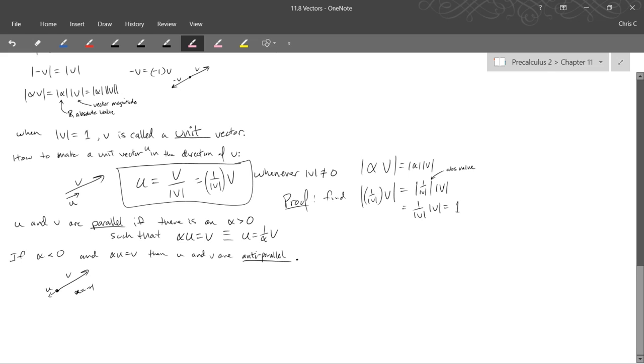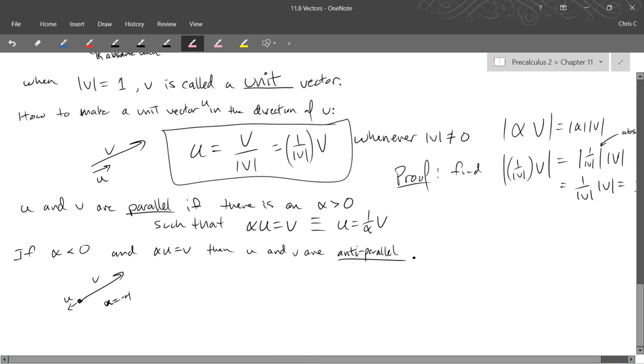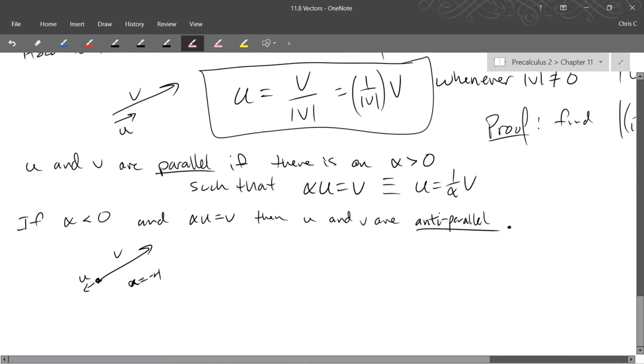You won't be responsible for that proof, just what I put in the box, finding a unit vector in that direction. So just take that vector divided by its magnitude, and you have a unit vector in that direction.